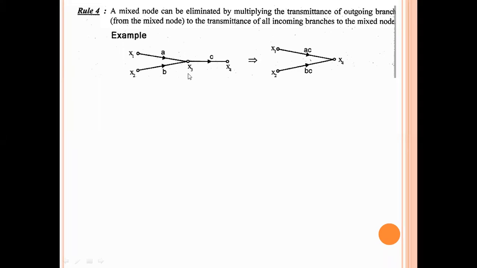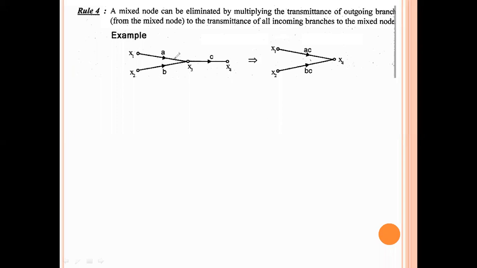So in order to eliminate this mixed node x3, the x4 value has to be the same. X4 value will not change, so input and output will not change. So what will be the x4 in this case?